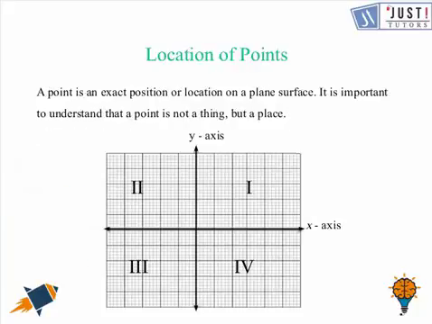Now we proceed with location of points. First of all, we need to understand that a point is an exact position or location on a plane surface. It is not a thing, but a place. So wherever we plot a point, that's the location of that point. Then we have this coordinate plane. This is the first quadrant, this one's the second, then we have third and fourth. So we name them anti-clockwise.